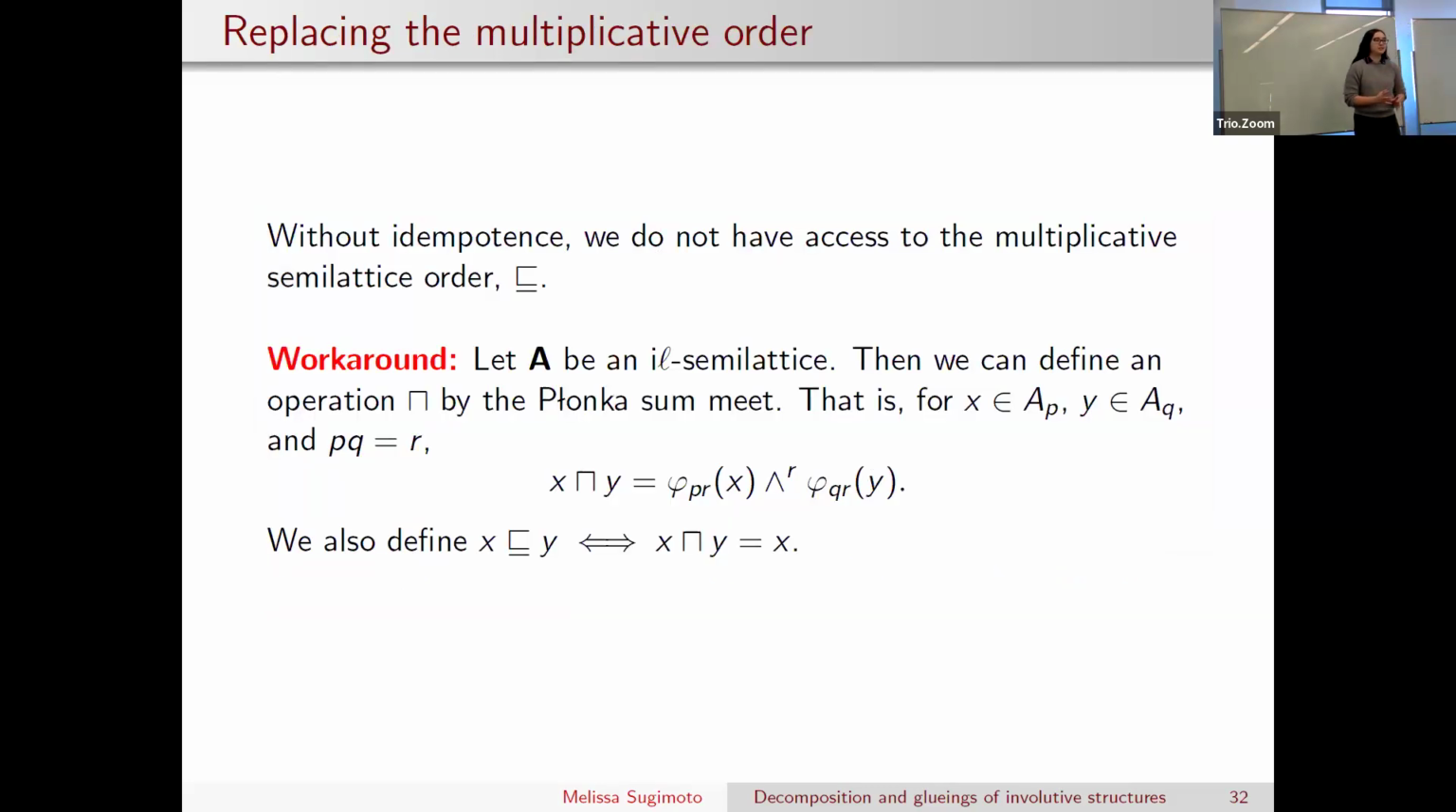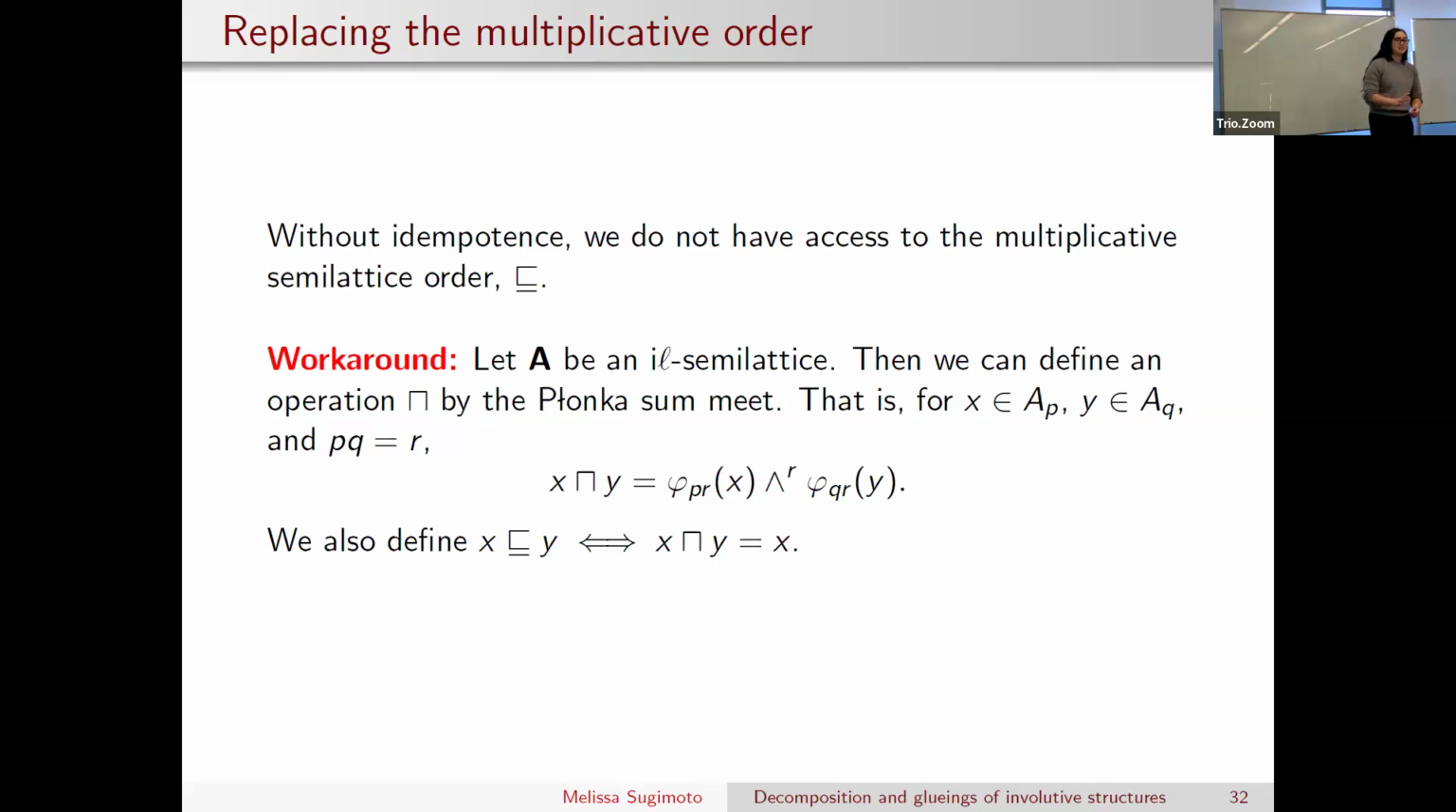But there's another little hitch, which is that without idempotence, we don't have access to that multiplicative semilattice order. And this is a little issue because we were using that square less than in order to figure out where that bijection theta maps to. The bijection theta was mapping between an upset on the multiplicative order and a downset on the multiplicative order. So without the multiplicative order, what do you do?